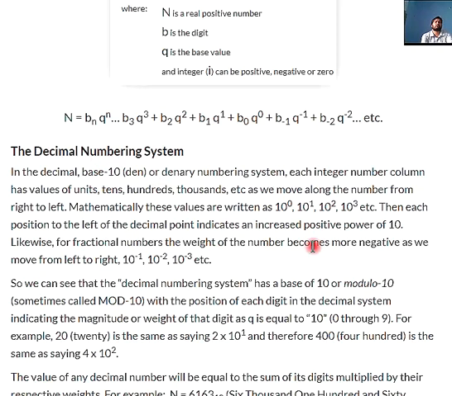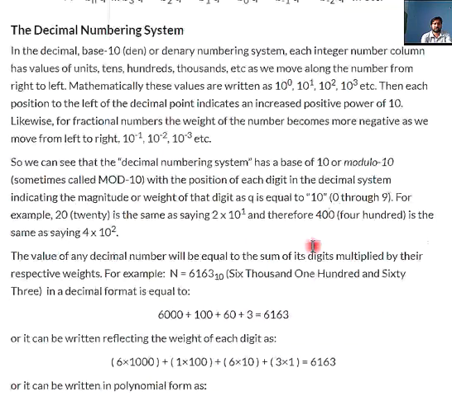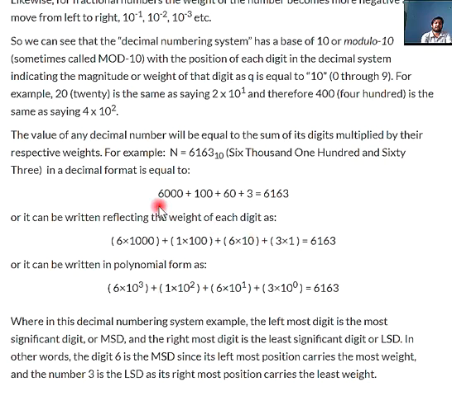What is the decimal number system? It is the numbers we use on a daily basis, meaning 1, 2, 3, 4, 5, 6. These are all numbers in the decimal number system, like 6, 100. So these are the basics of decimal numbers.